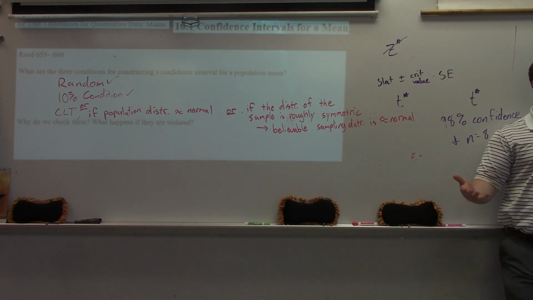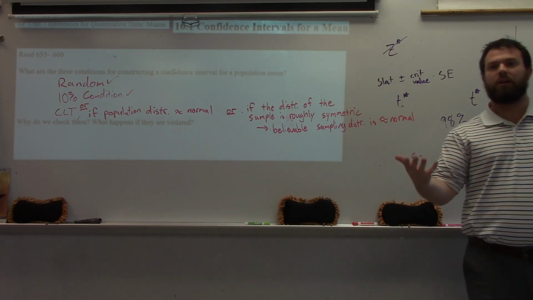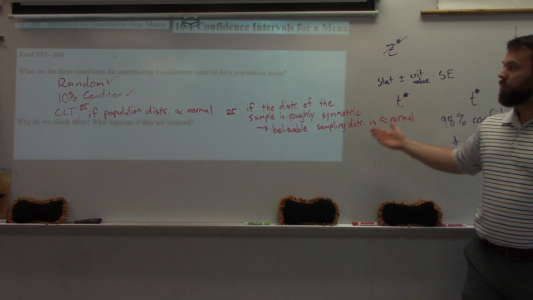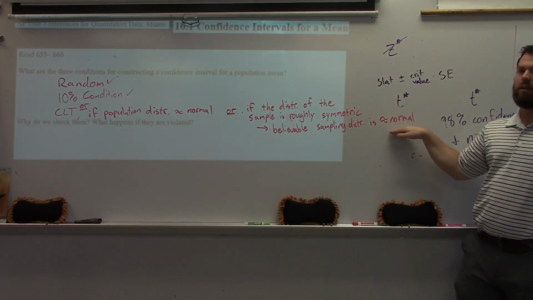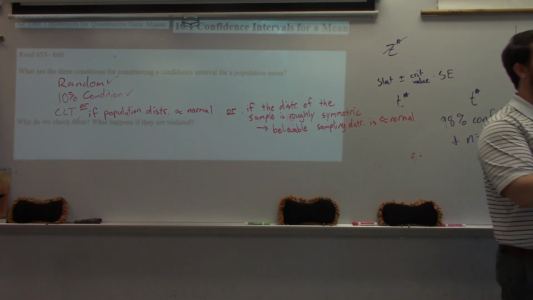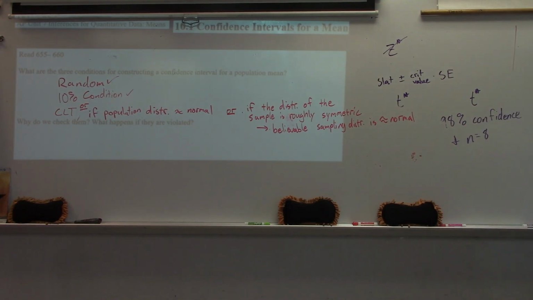What was the point of large counts? That my sampling distribution was approximately normal. What is the point of this whole section? That the sampling distribution is approximately normal. So it's just that with means, we have a different way to check normality. So make sure you have those conditions, and again, remember, we still always need a sampling distribution that is approximately normal.